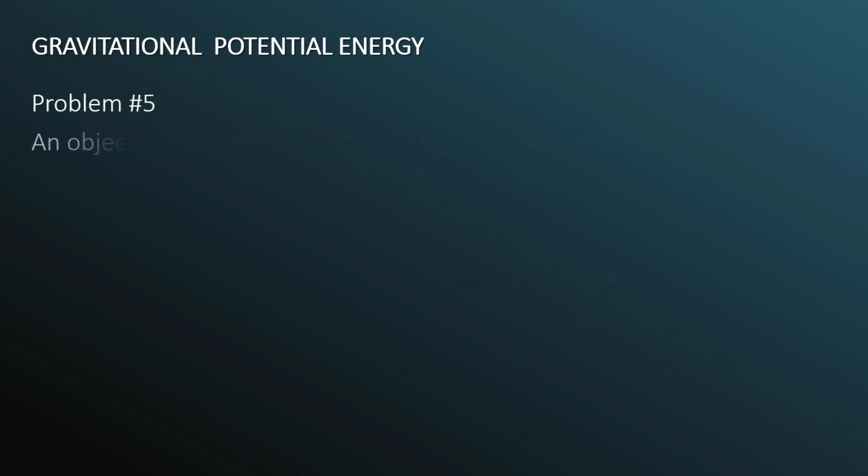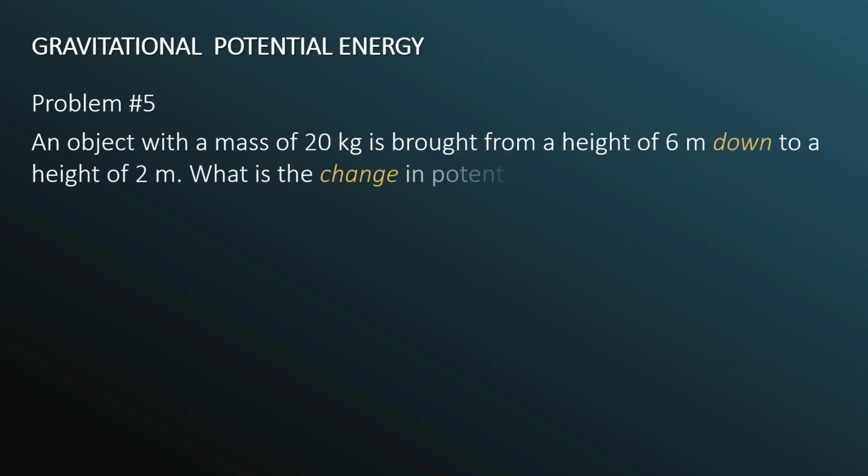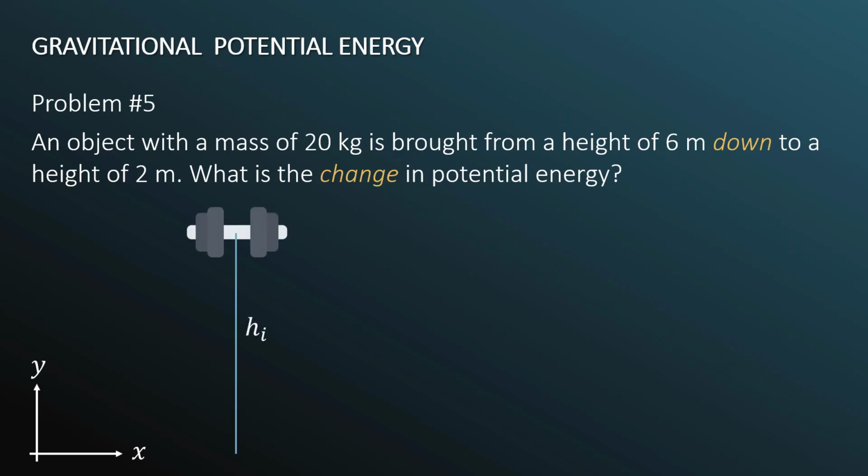Problem number 5. Change the wording a little bit. An object with a mass of 20 kilograms is brought from a height of 6 meters down to a height of 2 meters. What is the change in potential energy? Reference frame again. Now we start with a dumbbell high. So it's at some position, h sub i, and then it falls down. So we're not lifting it up this time, we're letting it fall down.